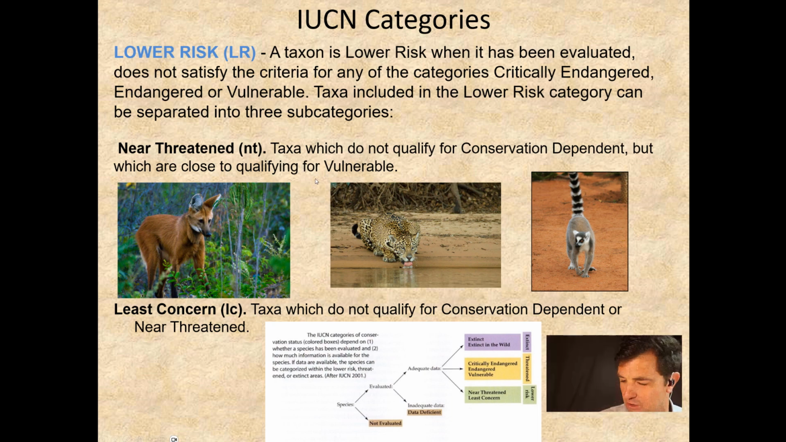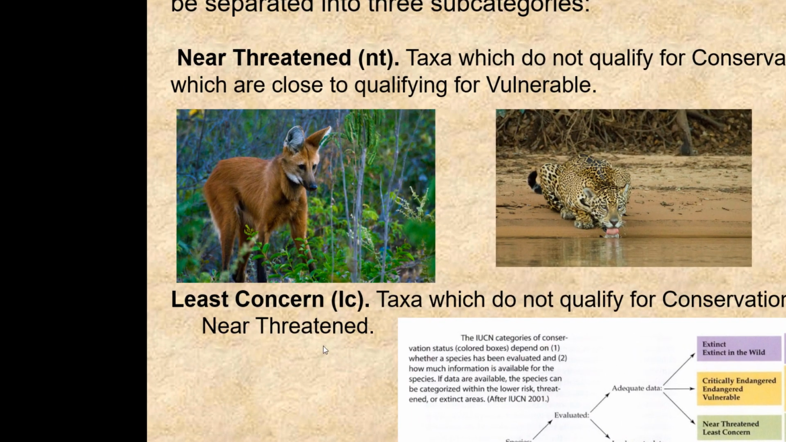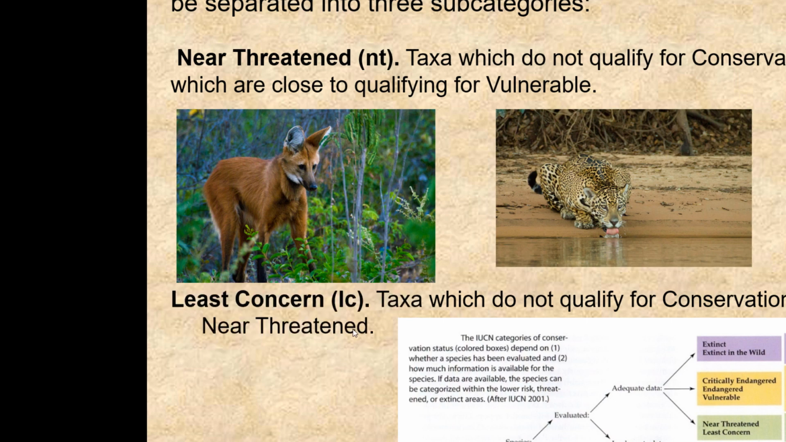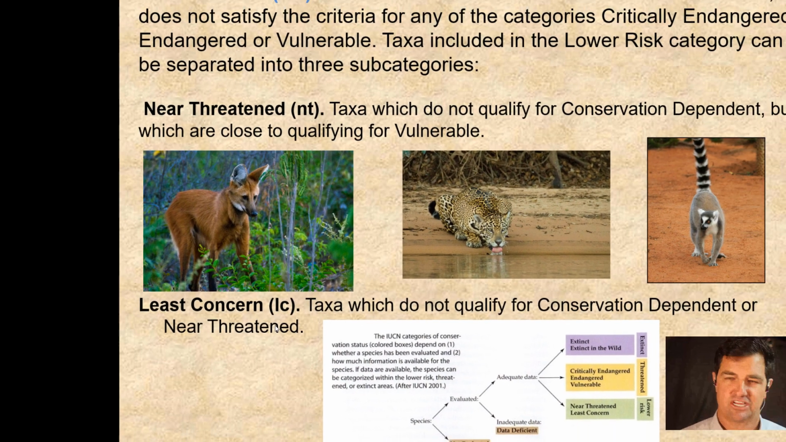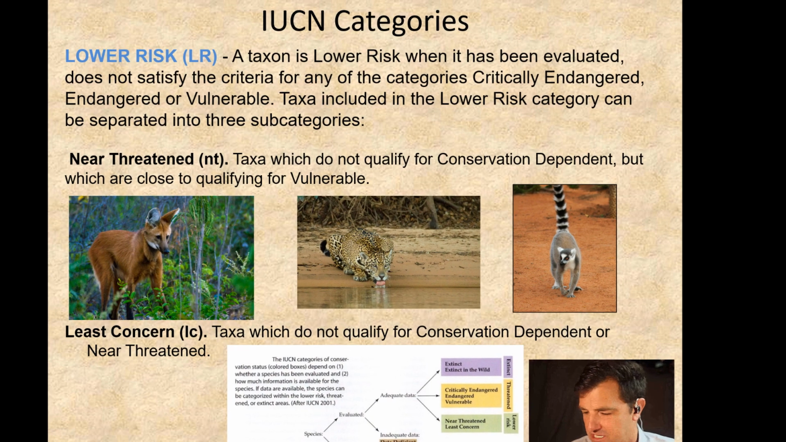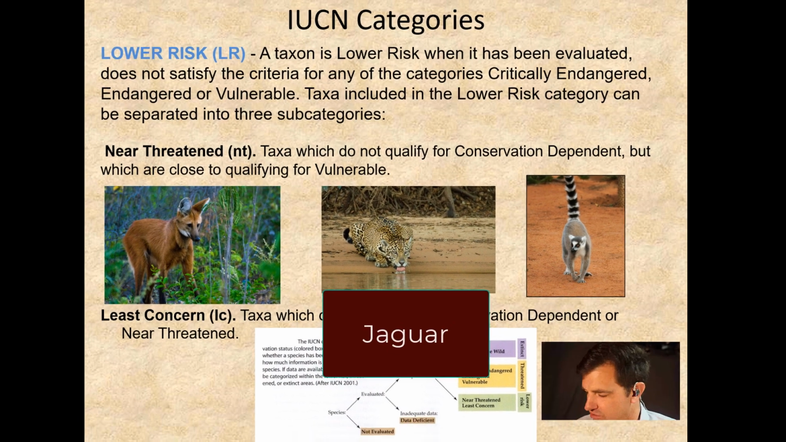This animal here, which you've probably never seen before, depending on where you travel to, is a maned wolf. It's a kind of small wolf, but it has these long legs, and sort of looks like a weird fox and a wolf put together. But anyway, the maned wolf, which is found in Brazil, is a near threatened species. Jaguars are near threatened species.